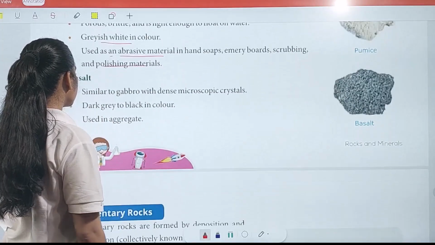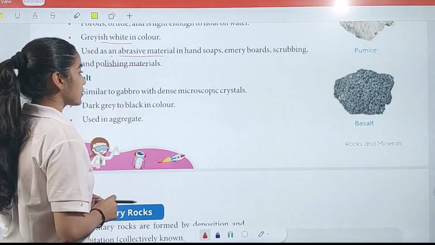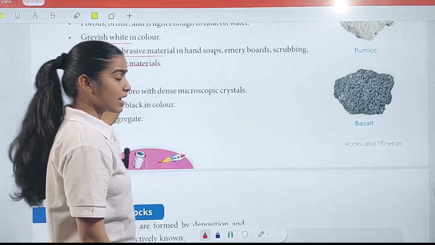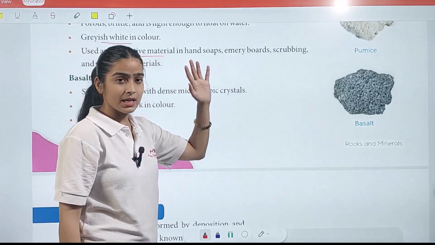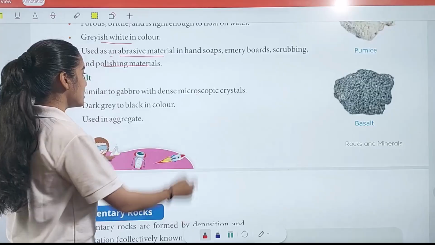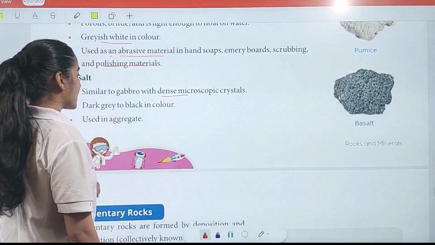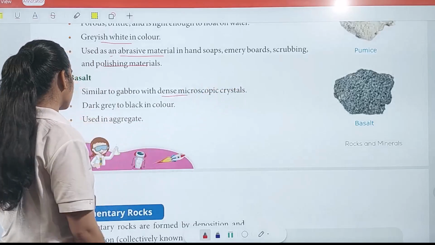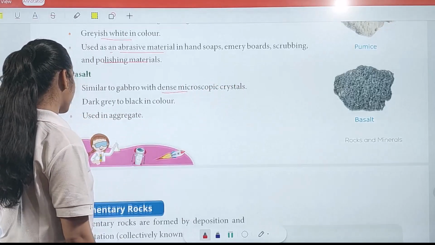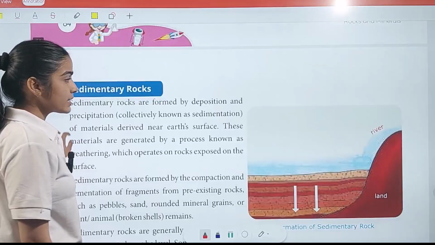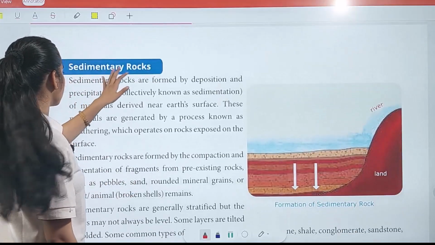Next we have basalt, similar to gabbro but with dense microscopic crystals. The basalt is the same as gabbro, but the difference is that it has dense microscopic crystals. It is dark gray to black in color, as the pictures portray, and is used in aggregate.